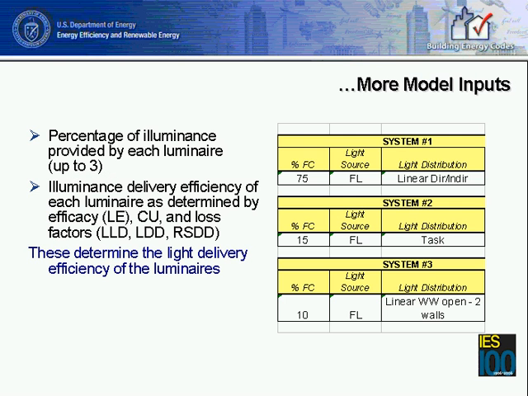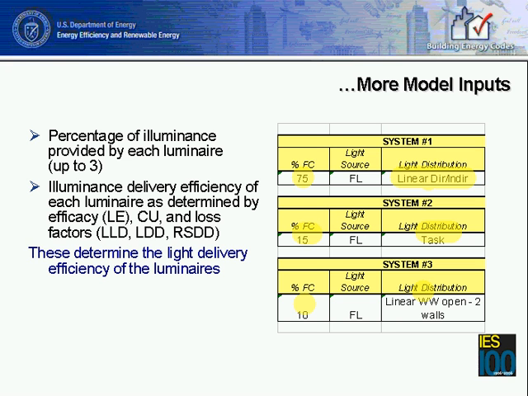We then go on to additional input, which are the luminaires that will be used to light the space. And each of the models is allowed to have up to 3 different luminaire types, and each is identified in its light use capability. In this case, the first luminaire is a linear direct indirect fixture, and it is going to provide approximately 75% of the foot candles for the space. There's a task luminaire at 15%, and there's a wall wash at 10%.